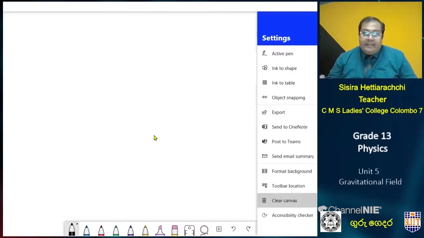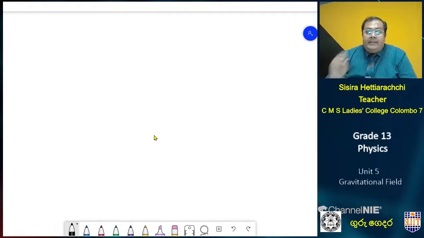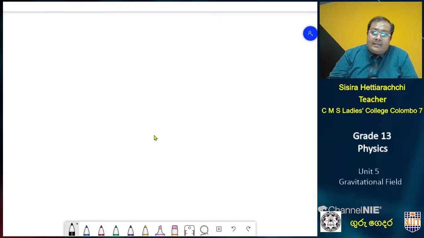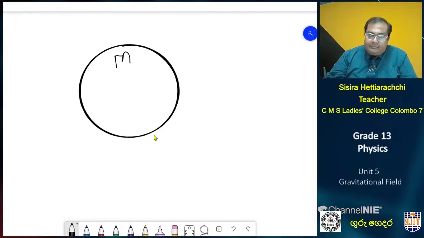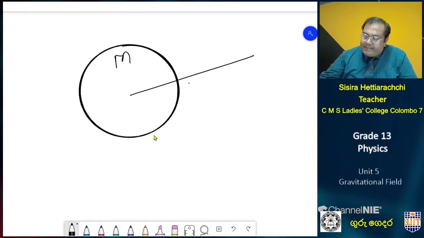Gravitational field intensity. Intensity means any field, force acting on unit mass or force acting on unit charge. Then force acting on unit mass is defined as gravitational field intensity. How do you find that? Assume this mass capital M. You want to find gravitational field intensity at a distance of r. I told you that is force acting on unit mass.